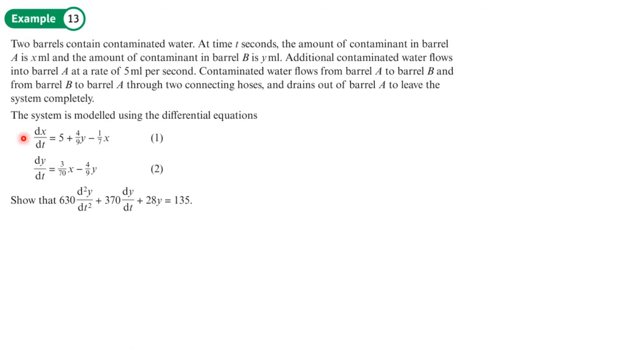Okay, so here again we have two coupled equations: 2 barrels containing contaminated water at time t seconds. The amount of contaminant in barrel A is x milliliters, and the amount of contaminant in barrel B is y milliliters. Additional contaminated water flows into barrel A at a rate of 5 milliliters per second. Contaminated water flows from barrel A to barrel B and from barrel B back to barrel A through 2 connecting hoses, and drains out of barrel A to leave the system completely.